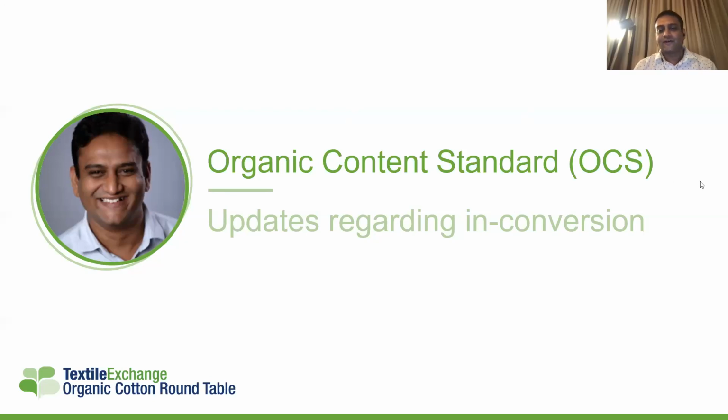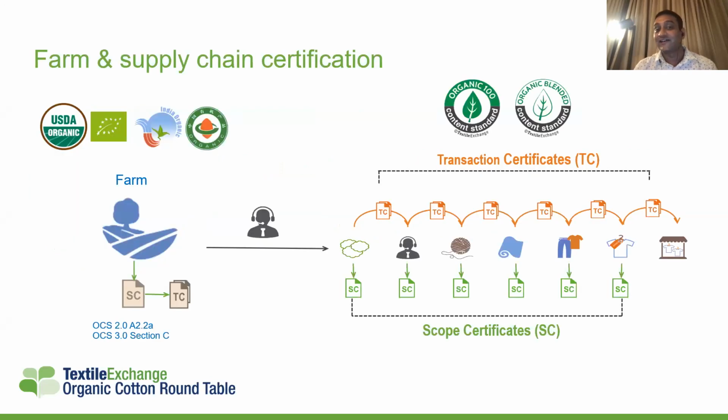So before I give an update about the organic content standard in detail, first of all, we need to understand the certification procedure, because that's where people always get confused. On your screen, on the left-hand side, there is a farm. The farm must be certified under any of the IFOAM family of standards. It can be USDA, European Union, NPOP or GB, which is the Chinese standard. Once the farm is certified, it will receive a scope certificate, which is a license that gives more information about the crop, how much quantity, and the period of validity of the scope.